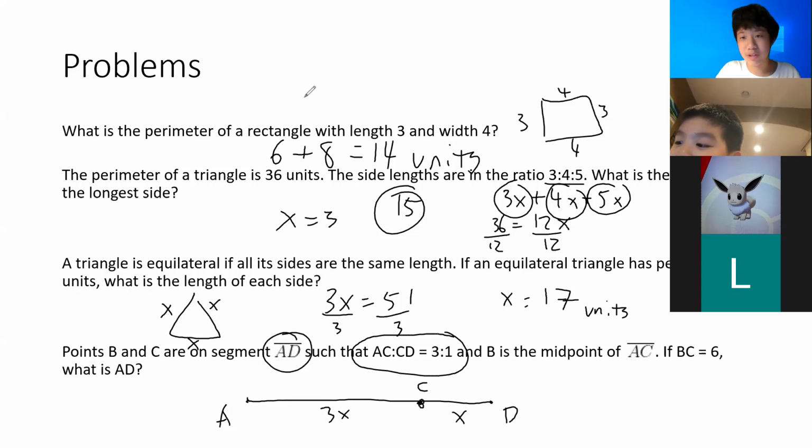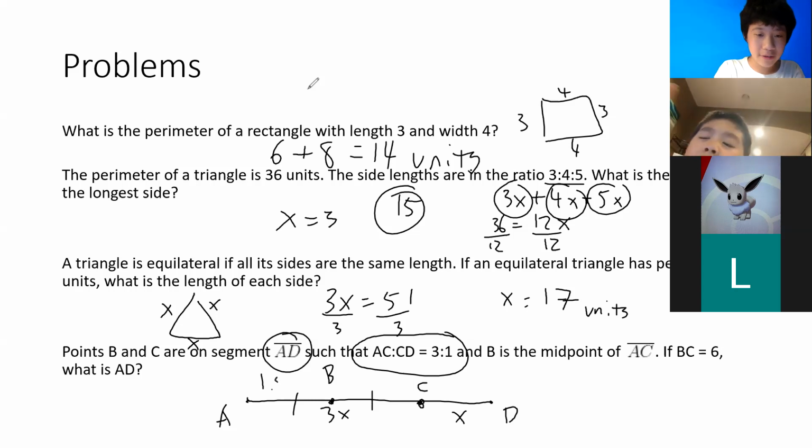So now we need to worry about B. Where is B? B is the midpoint of AC. So B is right here. And we'll label these congruent segments because it divides AC into 2 congruent segments. So what do these segments have? Well, 1.5x and 1.5x, right? Because it divides 3x in half.